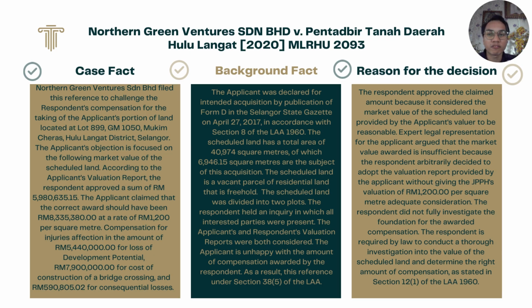Go to background fact. The applicant is the registered owner of the scheduled land, which was declared for intended acquisition by publication of Form D in the Selangor State Gazette on April 27, 2017, in accordance with Section 8 of the LAA 1960. The scheduled land has a total area of 40,974 square meters, of which 6,946.15 square meters are the subject of this acquisition.